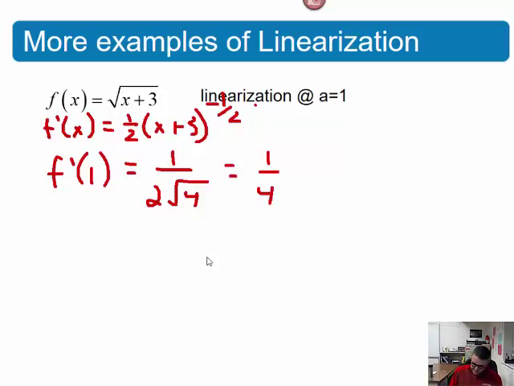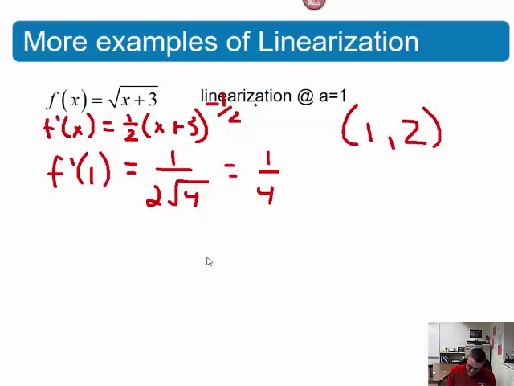Okay? The next thing I'd like you to do is, if I have the value 1, what's the output? I plug that back into the original function. The square root of 1 plus 3 is the square root of 4, which is 2. So our point is (1, 2).